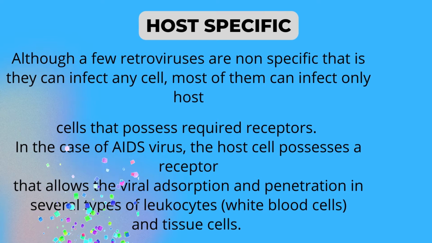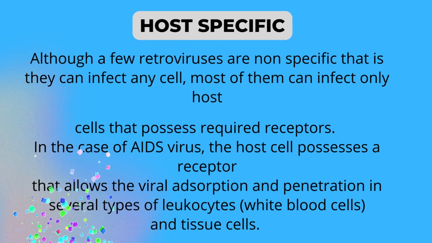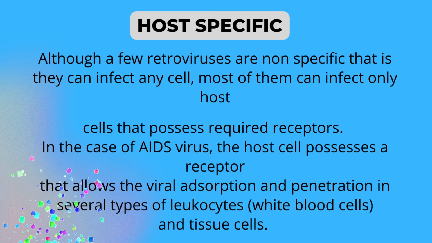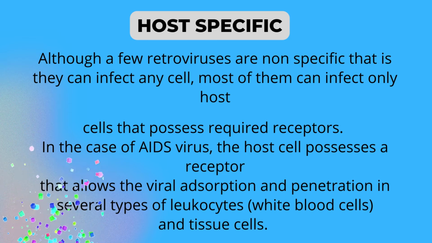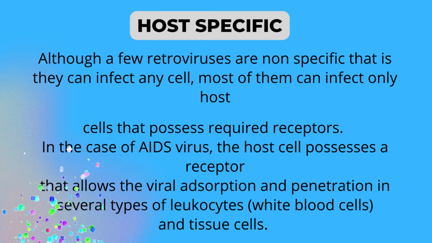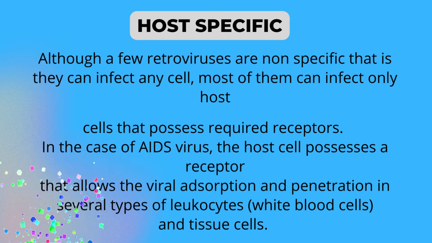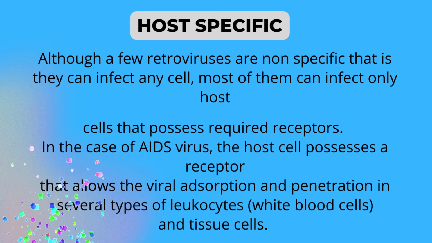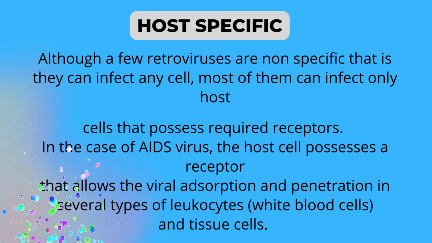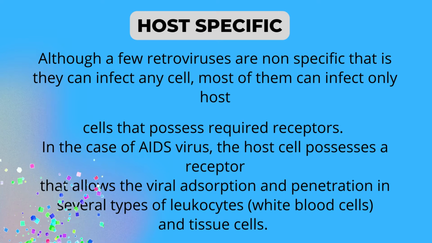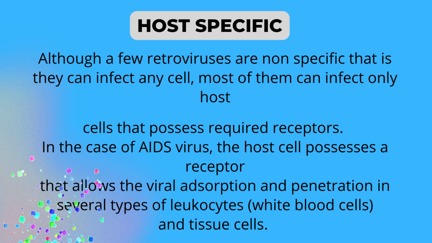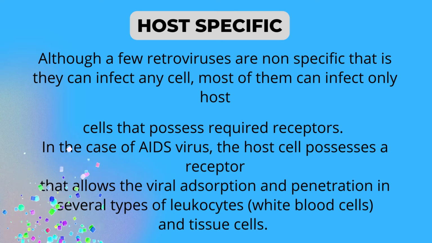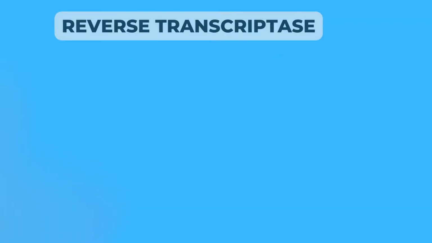A few retroviruses are not host specific, but most retroviruses are host specific. It means they cause disease in specific cells or in specific species. For example, AIDS attacks white blood cells, that is leukocytes, and affects them. HIV doesn't affect any other cell because other cells don't have receptors where HIV can attach or penetrate.